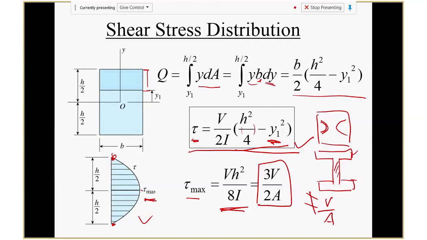Now you see again, it's not uniform, right? So you cannot calculate using V just divided by A. It's actually 1.5 times bigger than this at the middle, but it's 0 at the bottom and the top. Okay, so in summary, this is the equation we need to calculate the shear stress.